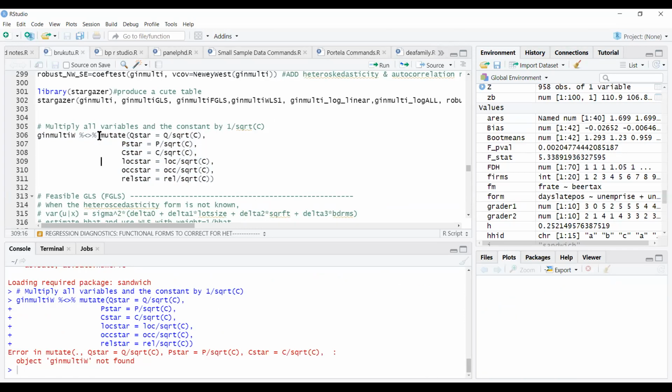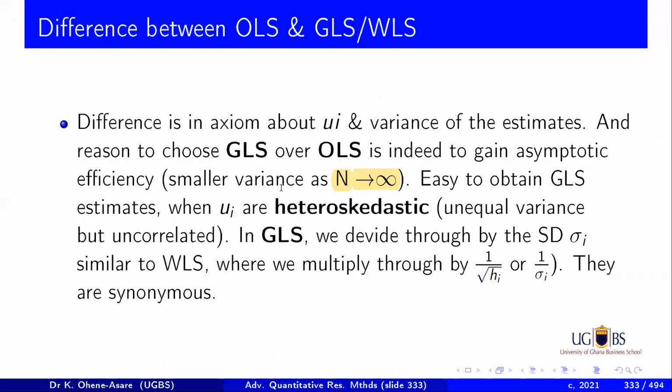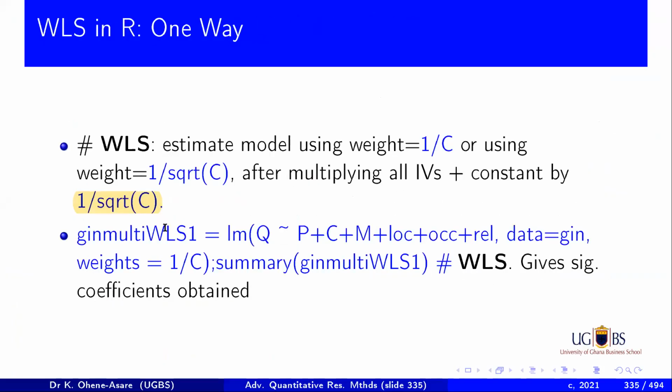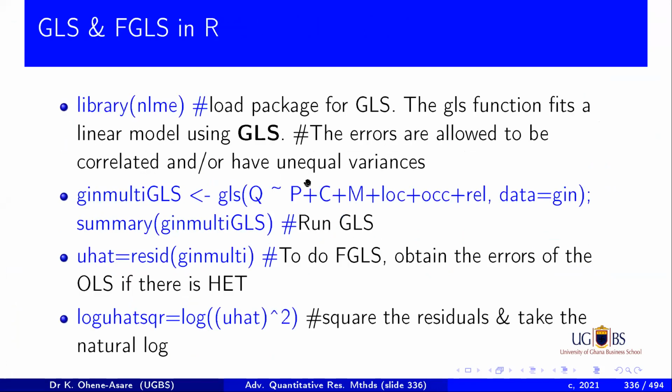So let me take you back to our command center here. We are going to create a feasible GLS for this, and we are going to give a name of the weight called 1 over C. So I told you that there are several weights that you can use, so I'm just going to use one of that weight. I'm going to use gene multi WLS1, where the weight now is the 1 over the complement price. And then I'll run that result.